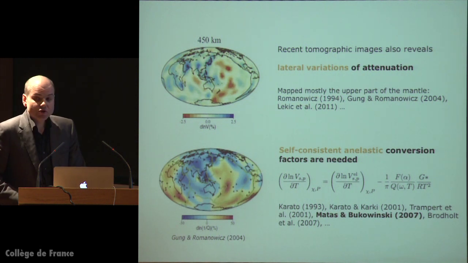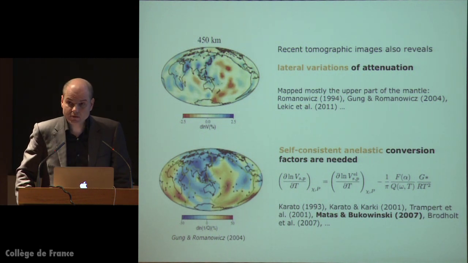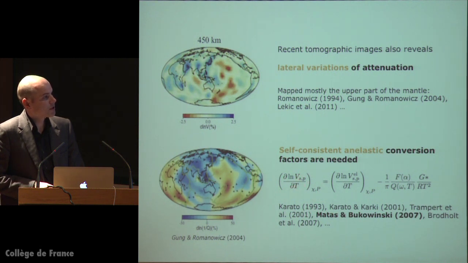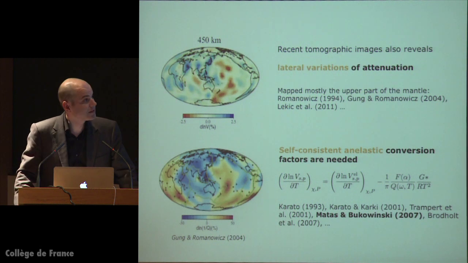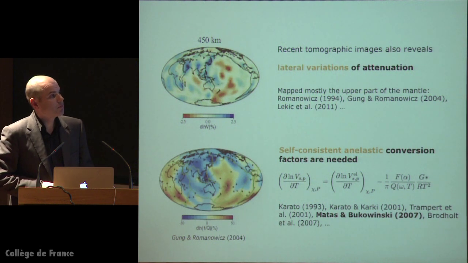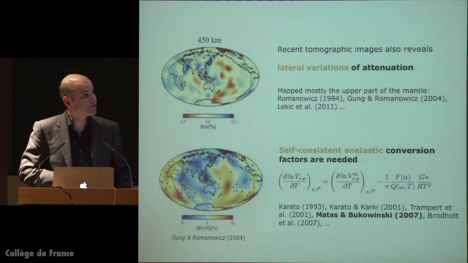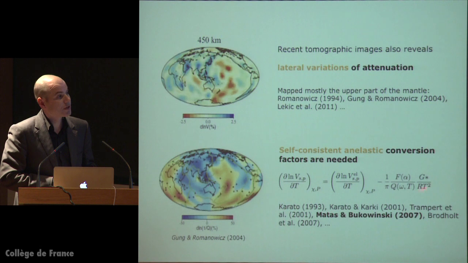So, as I was talking about the conversion factors, what you need to know is that if you want to transform, if you take the partial derivative of velocity with respect to temperature, there is an elastic part. That's what we used previously. But there is also a part that comes from the anelasticity. And this anelastic part has to be taken into account in a self-consistent way, because there are several parameters. There is the temperature. There is the G star or H star. It depends on the formulation you use.